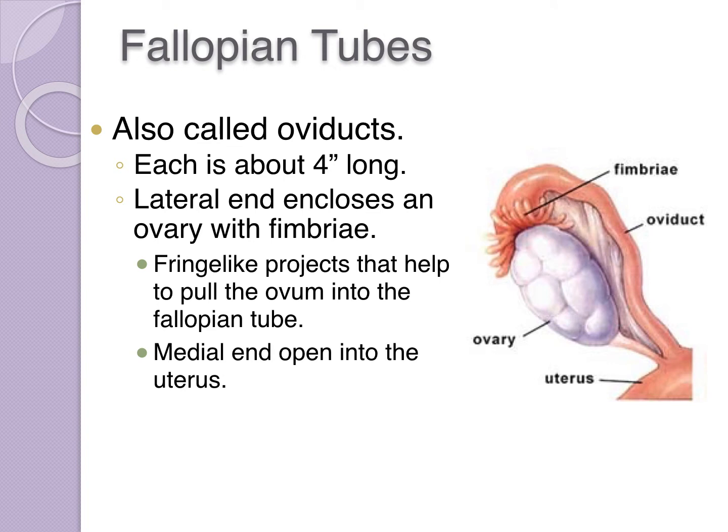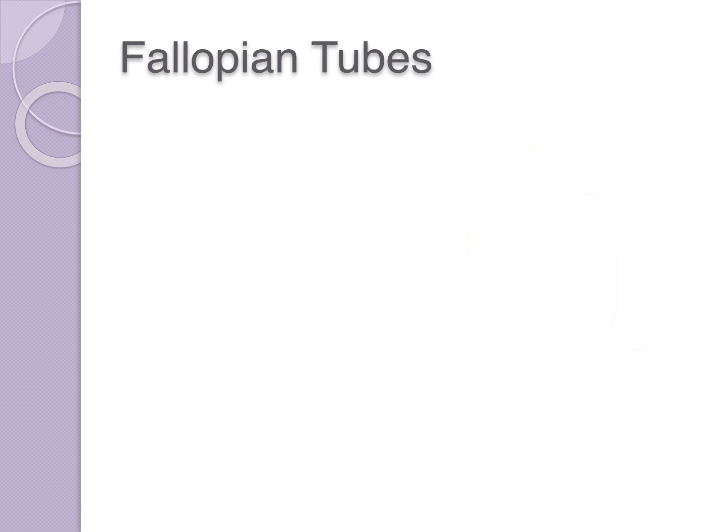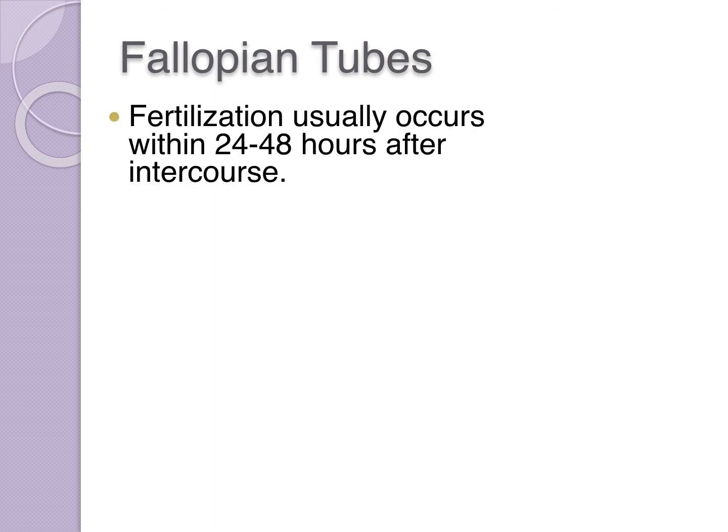The medial end of the fallopian tube will open up into then the uterus. The fallopian tubes are overly important because this is where fertilization occurs. It does not happen in the ovary, and it doesn't happen as late as the uterus. The fallopian tubes and fertilization typically come together and happen within 24 to 48 hours after sexual intercourse. So I'm assuming you've seen the Plan B commercials that are on TV. This is the reason why they say in those commercials that one would need to take the pill within the first 24 to 72 hours after intercourse.